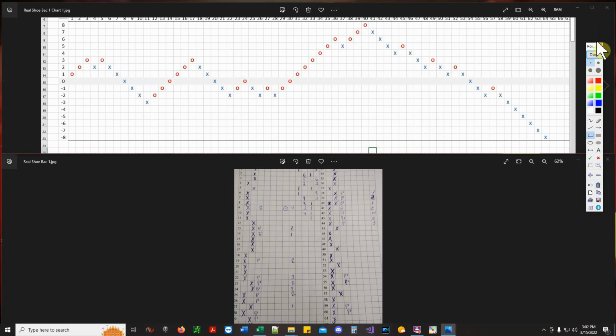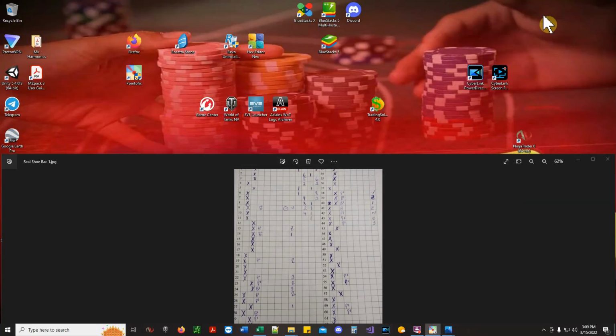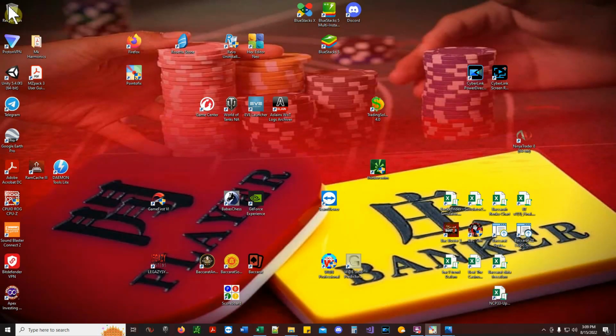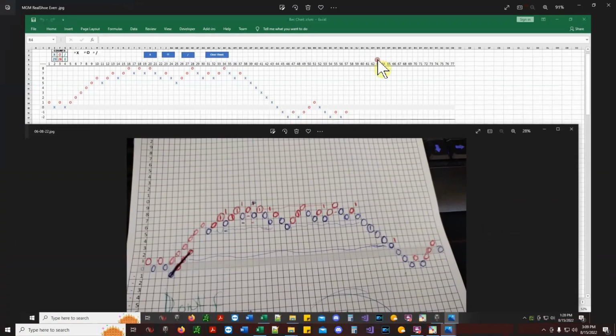Let's look at another chart. I'm going to bring a real-time chart up. This particular chart right here was when I first started playing, back at the beginning of June.